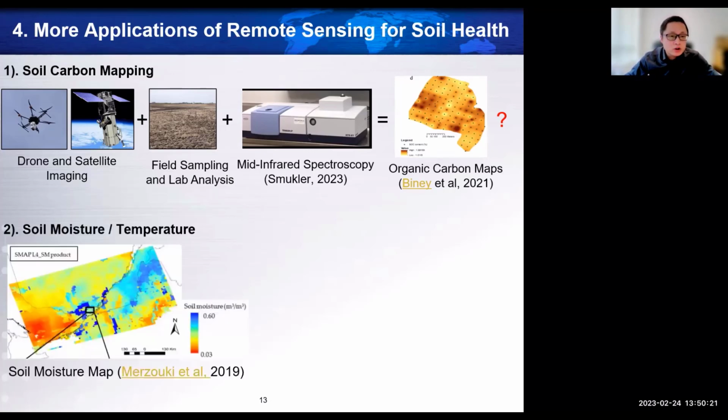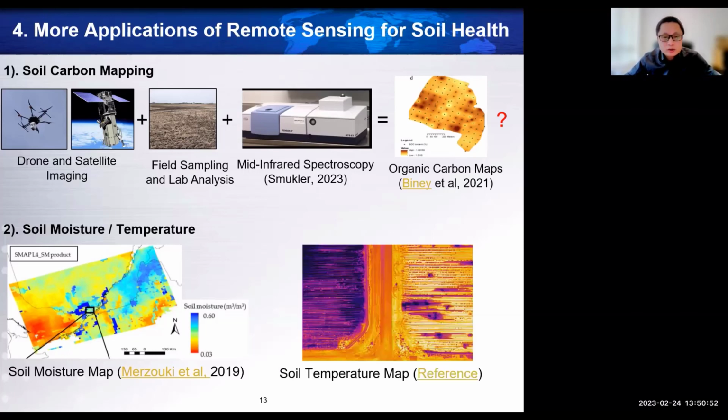The next topic is soil moisture and temperature. Under climate change, sometimes drought or heavy rainfall may happen. This will affect the soil moisture and the soil temperature, and eventually affect the crop health. Using thermal features or soil sensors, we can generate soil moisture maps. So this is one example. The researchers used the soil image to generate a soil moisture map on a quite large spatial scale.